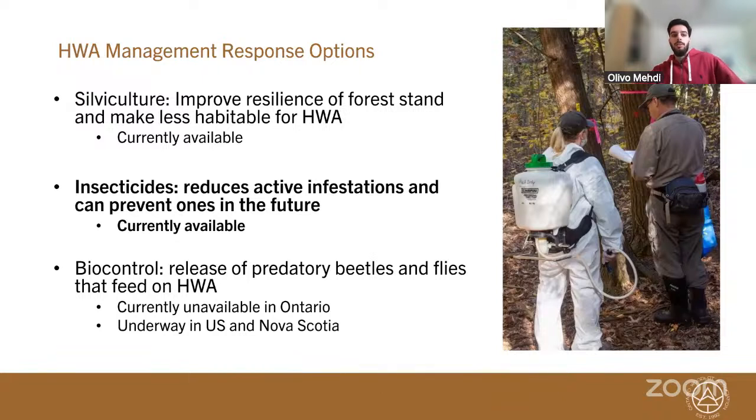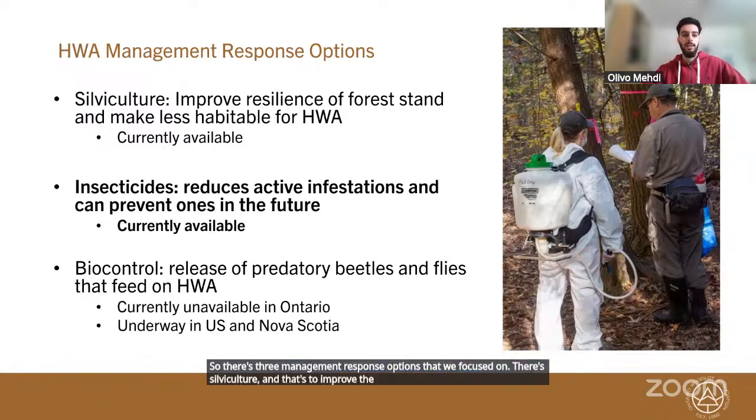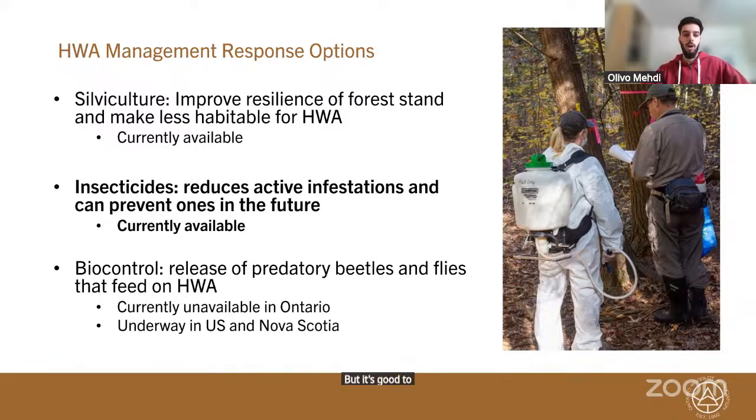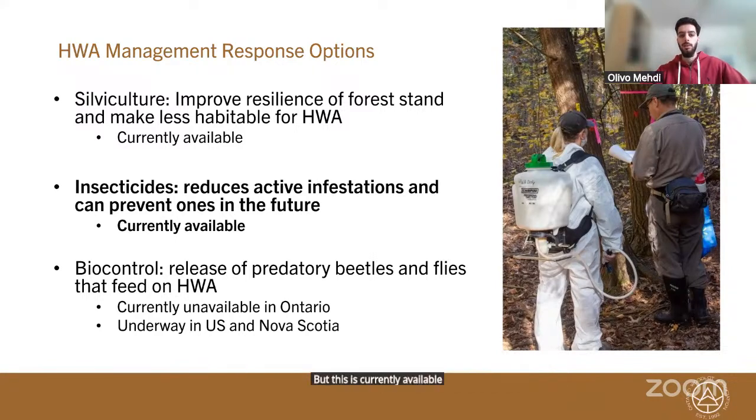So there's three management response options that we focused on. There's silviculture, and that's to improve the resilience of the forest stand and make it less habitable for HWA. But it's good to note that that doesn't stop anything. It won't prevent mortality and it won't stop spread. It will just potentially boost the health of trees so that they're more resilient and you have a longer window to work with. But this is currently available to anyone in Ontario.